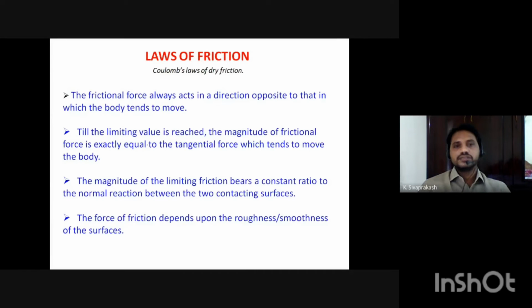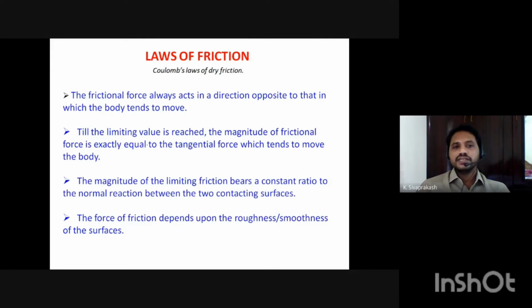And the next important topic is the laws. These are Coulomb's laws of dry friction. Why? Because these laws are applicable only to dry friction. So let us see what the laws of dry friction are. The first law is that the frictional force always acts in the direction opposite to that in which the body tends to move. According to the first law, the frictional force is opposite to the direction in which the body tends to move, because it is the opposing force to the external force.